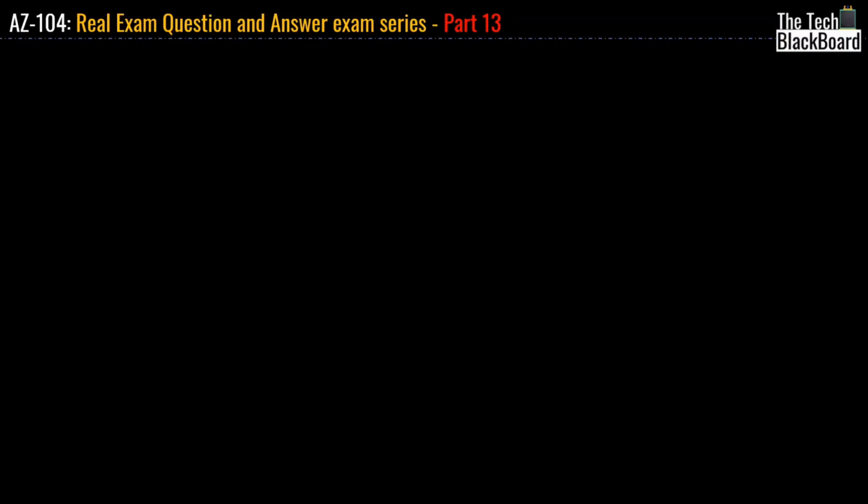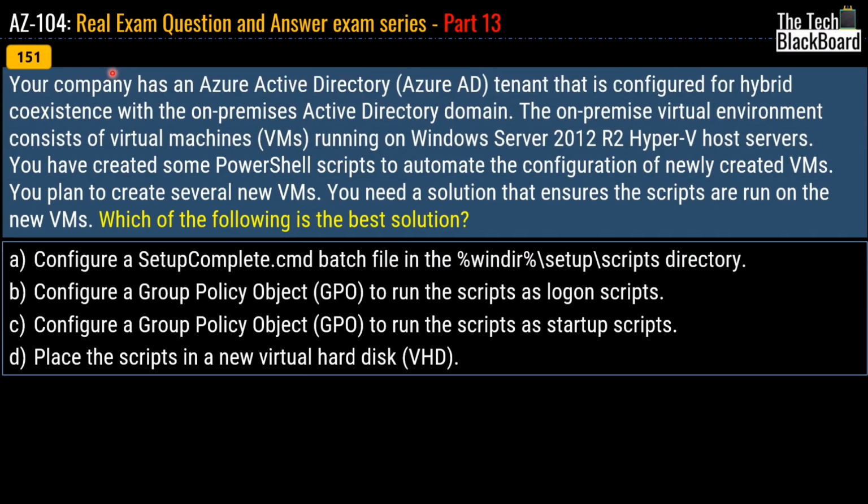Now let's check out question number 151. The question says that your company has an Azure Active Directory tenant that is configured for hybrid coexistence with the on-premise Active Directory domain. The on-premise virtual environment consists of virtual machines running on Windows Server 2012 R2 Hyper-V host servers. You create some PowerShell scripts to automate the configuration of newly created VMs. Now you plan to create several new virtual machines.